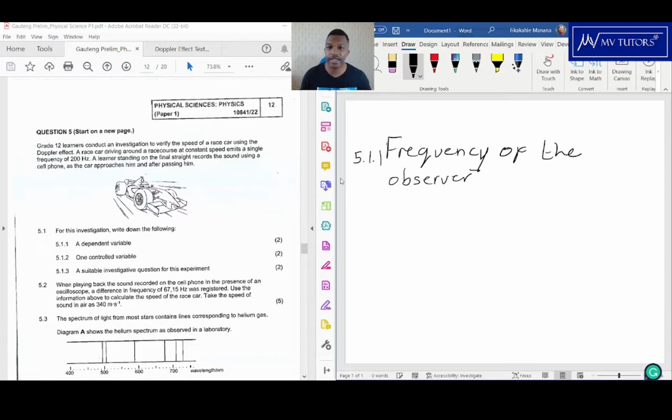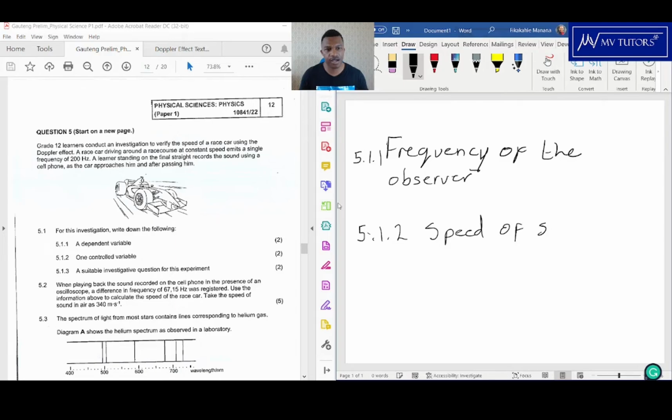5.1.1. And then 5.1.2, one controlled variable. Now, the control variable, when it comes to Doppler effect, it's always like the speed of the wave, and in this instance is actually the speed of sound itself. Okay, so let's just say speed of sound.